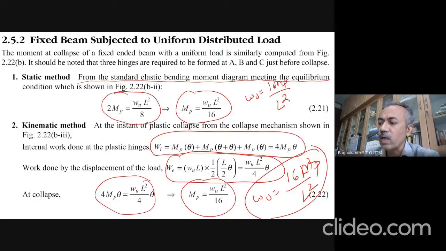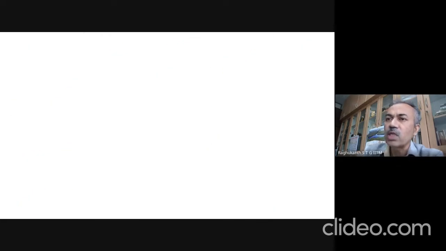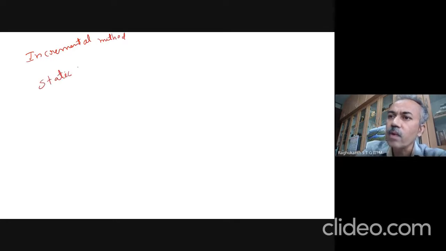So that is what we said. The incremental method, this we have seen, is step by step. The other one is the static method, and the other one is the kinematic method. These three we have discussed in our previous classes.